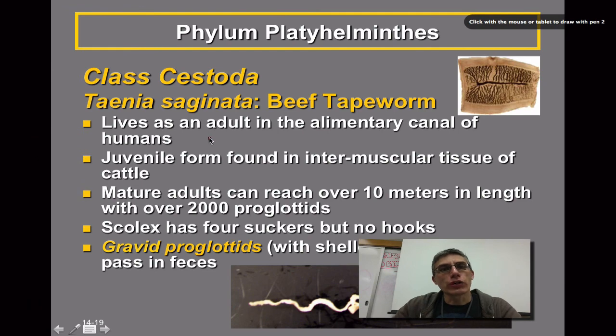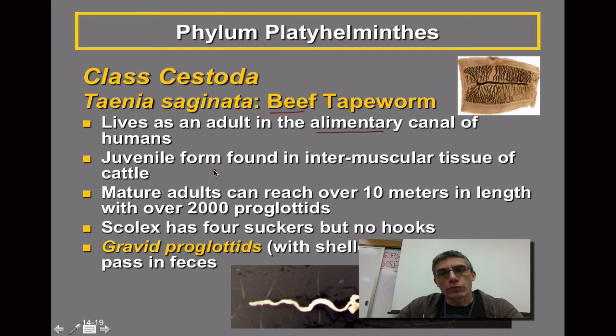Now, the very last class we're going to look at is the class Cestoda, and the only tapeworm we're going to focus on in this case is going to be the beef tapeworm. Now, when you talk about a beef tapeworm, you're talking about a tapeworm that lives as an adult in the alimentary canal of humans. Now, don't get confused by the word alimentary. We're simply talking about the intestinal region of the human.